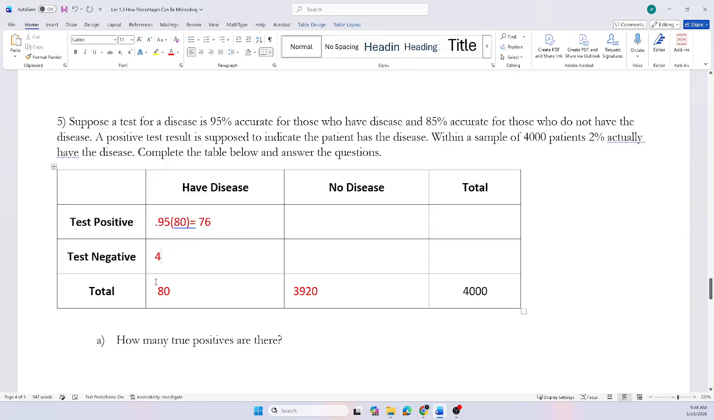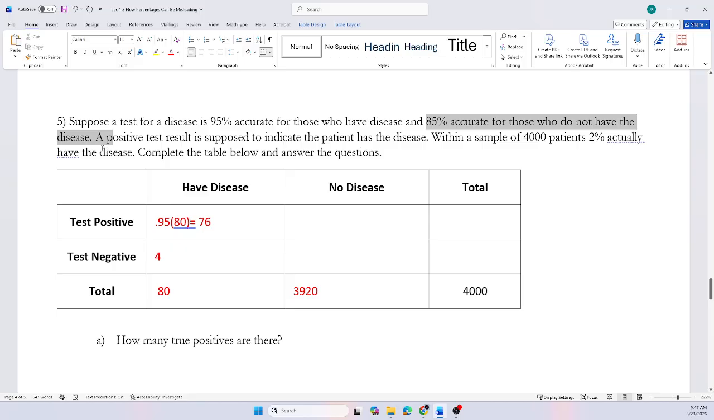All you got to do is do a little bit of subtraction, right? If there's 80 people that have the disease, they get tested. Test is 95% accurate, so 95% of them are going to test positive. So that means 76 people will test positive. That means there's 4 people left over who tested negative. And we're going to do the same thing over here. Now we got to be a little bit careful here.